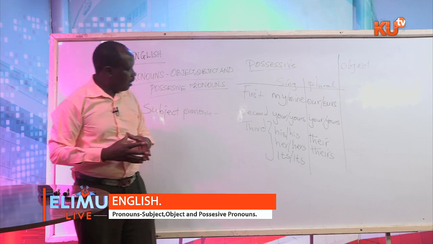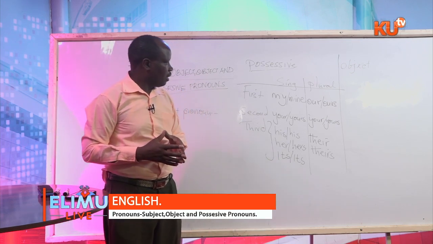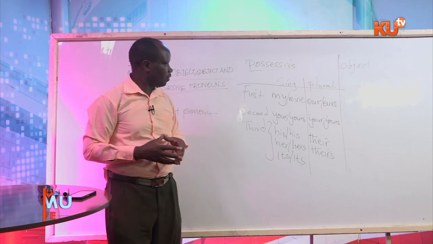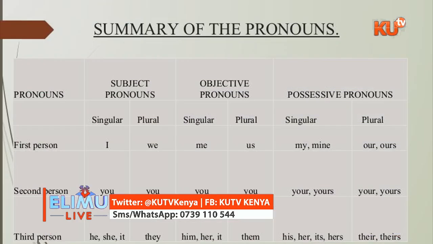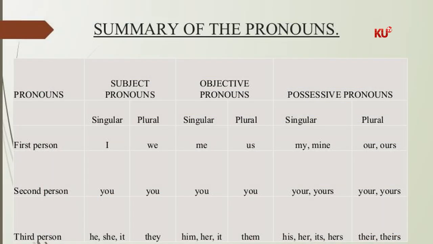As we conclude, let's look at the table that shows the compiled summary of all these pronouns put together. On our screen, that is the summary of the pronouns. The first column shows pronouns. Below pronouns we have first person, second person, and third person. Then each of them is grouped into singular and plural.